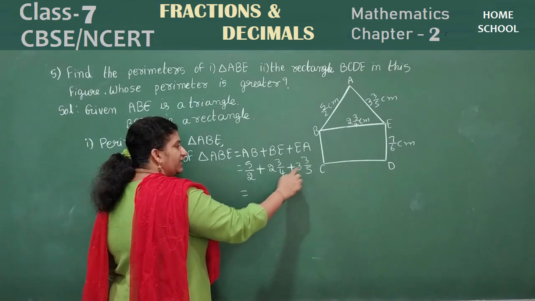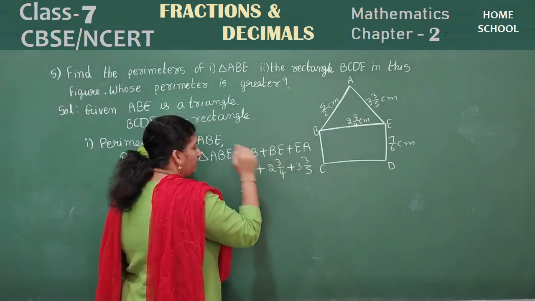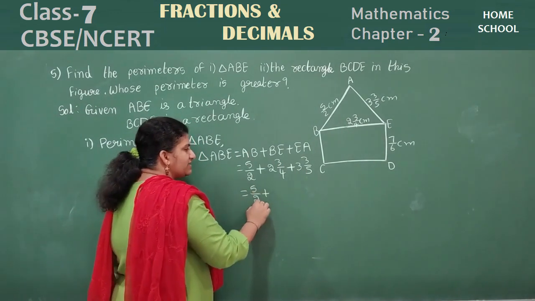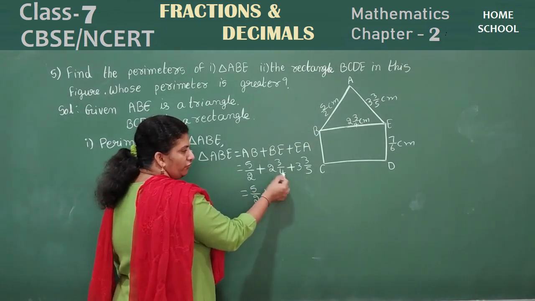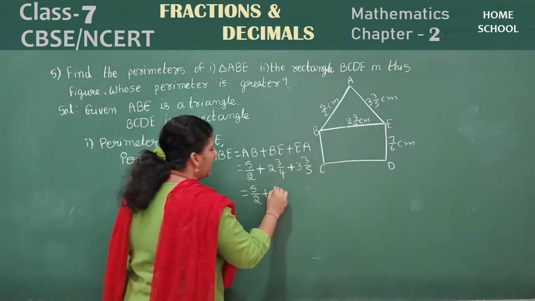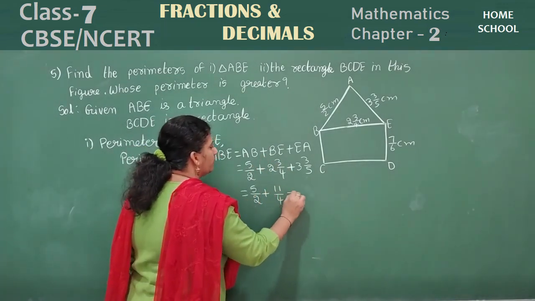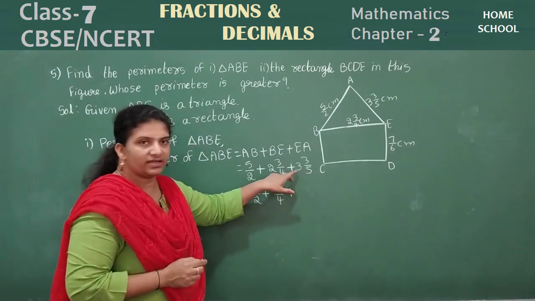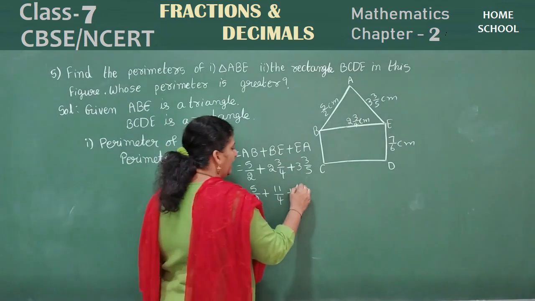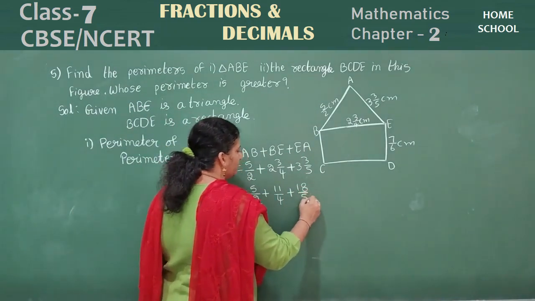Mixed fractions convert into improper fractions. This one, no need of converting anything, 5 by 2 as it is. 4 2s are 8, 8 plus 3 will be 11 by 4. Plus 5 3s are 15, 15 plus 3 is 18, 18 by 5.